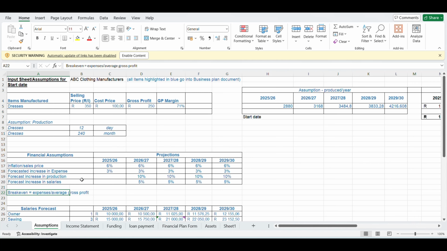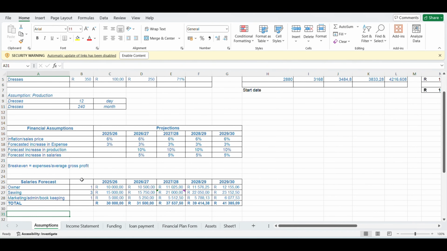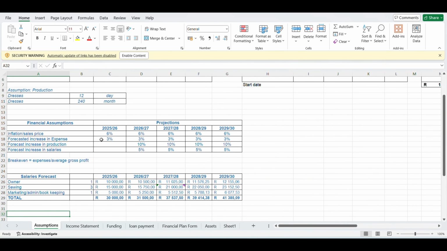Right? So in the assumption tabs, we make assumptions about the forecasting. So we look at the increases. So increase in sales prices. We have to look at the increase in expenses. We have to look at the increase in production and the increase in salary.